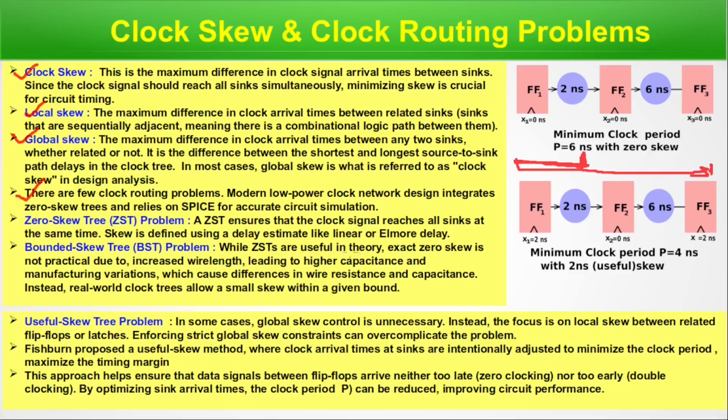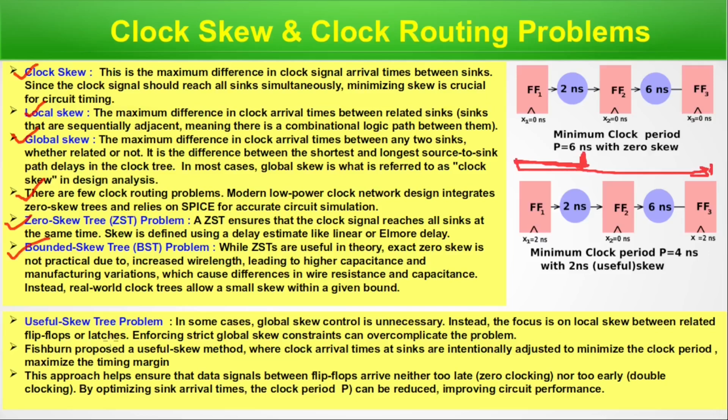While ZST are useful in theory, exact zero skew is not practical due to increased wire length leading to higher capacitance and manufacturing variance, which cause differences in wire resistance and capacitance. Instead, real-world clock trees allow a small skew within a given bound. So ideally zero skew is not possible. A small skew within a given bound, that is a bounded skew tree, is an acceptable level.